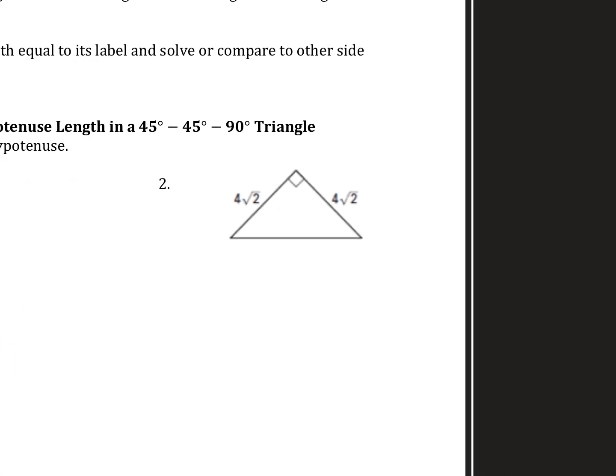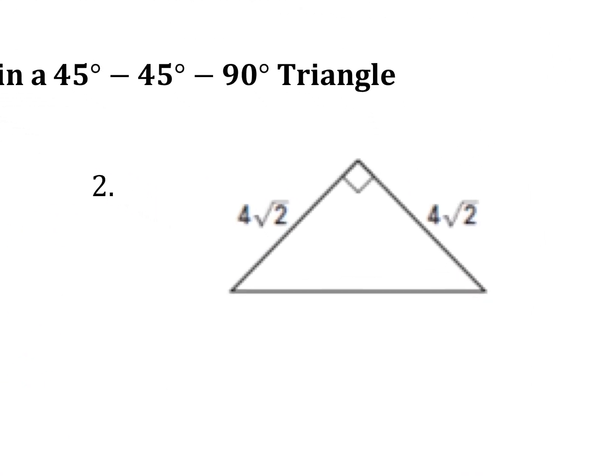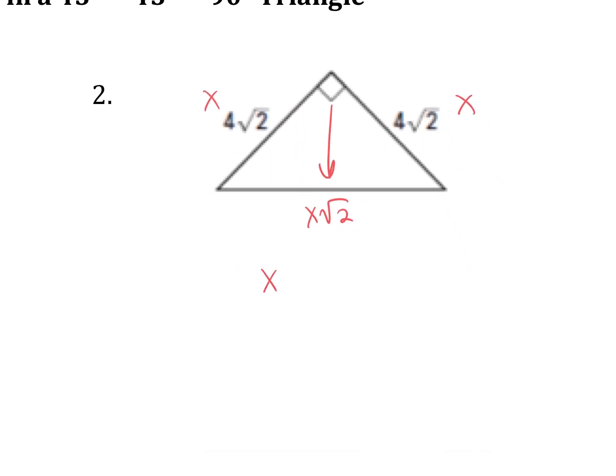Let's do one more. We have 4 square root of 2. And so remember, across the right angle is the hypotenuse, this is x square root of 2. And these are both actually x, okay? So this is a little bit weird here. Let's follow this along. This is x equals 4 square root of 2, right? So if x is 4 square root of 2, what is x square root of 2 going to be?